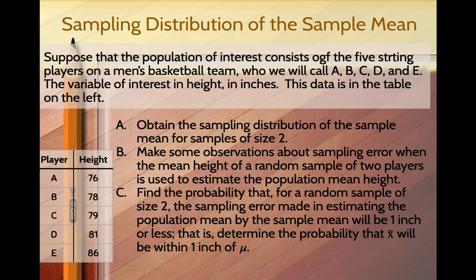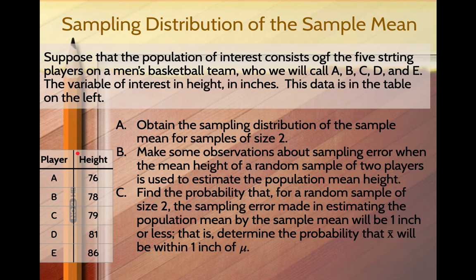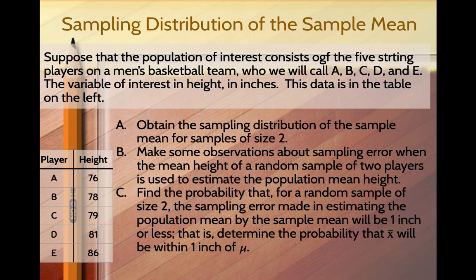Our population here is the heights of a 5-player basketball team. So the population is 5 starting players on the team. We're going to just call them A, B, C, D, E. The variable of interest is their height in inches. So here is our data. We have the entire population there, and we can do these calculations. But again, we're looking at some ideas of this sampling distribution. So we're going to first figure out, if we have a sample size of 2, what does that look like?